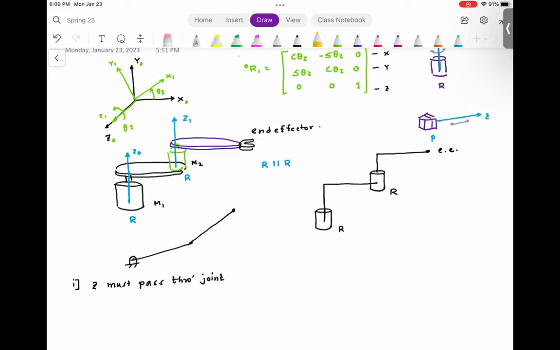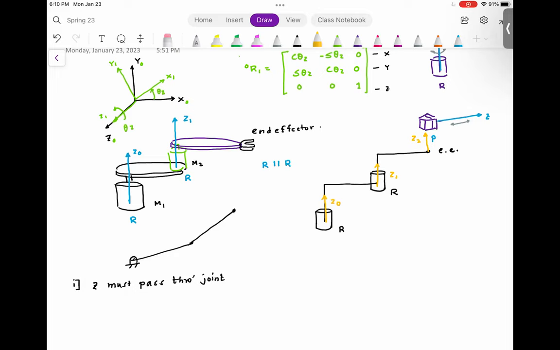So I'm going to draw the first Z axis. This is going to be my Z0. This is going to be my Z1. And at the end effector, please understand, there is not a joint. So there is not a prismatic joint or a revolute joint. So for the sake of simplicity, I'm going to assume my Z2 something like this. So I have Z0, Z1, and Z2.